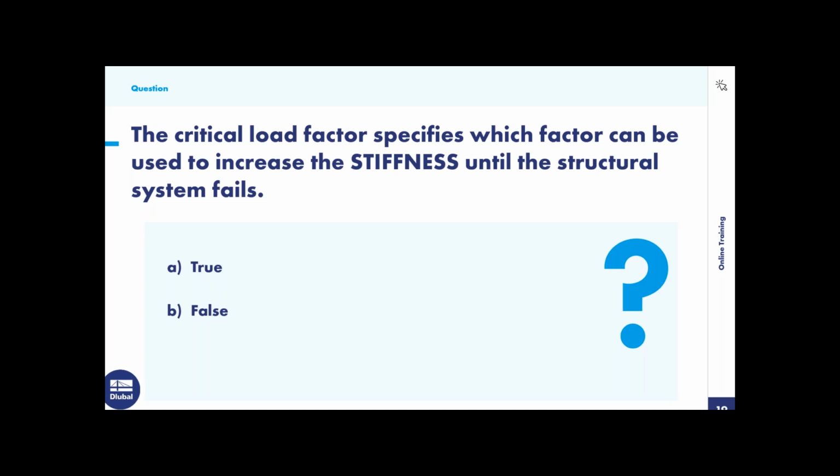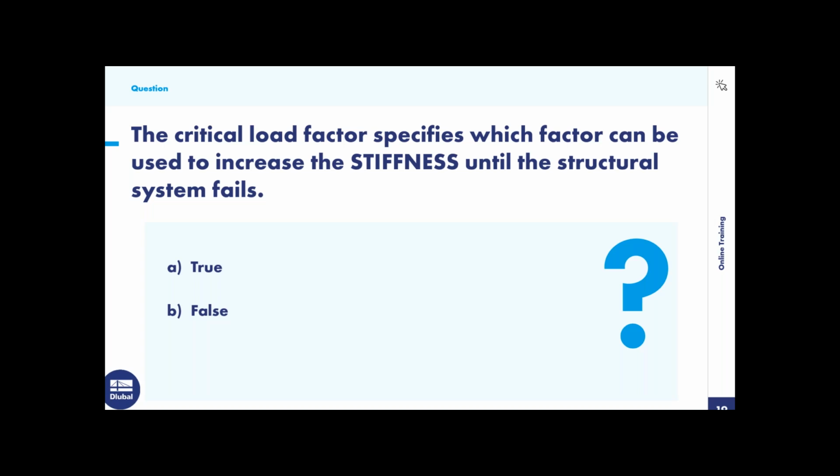All right, so again, the question looks like most of you answered. Let's see, looks like it's a mixed bag, true and false. So again, the critical load factor specifies which factor can be used to increase the stiffness until the structural system fails, and this is false. The word we want to focus on is stiffness. This should be loading instead of stiffness. So it should be the critical factor specifies which factor can be used to increase the loading until the structural system fails. So yeah, this one is false.